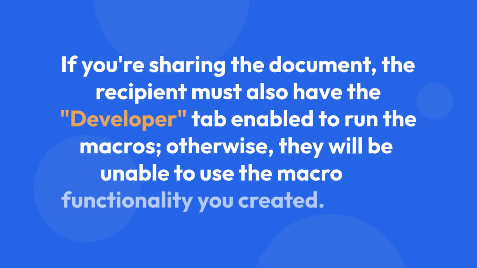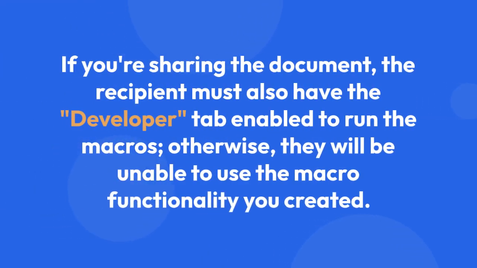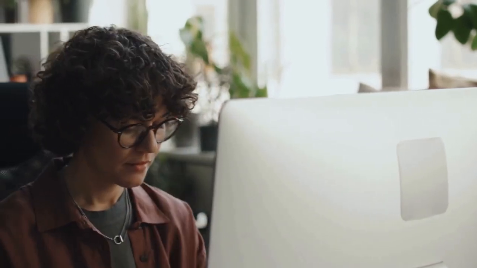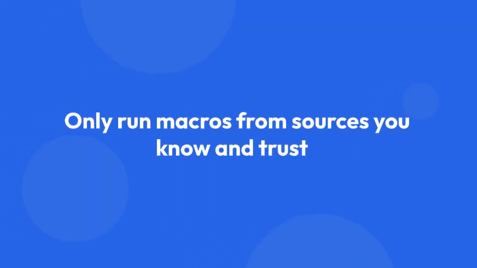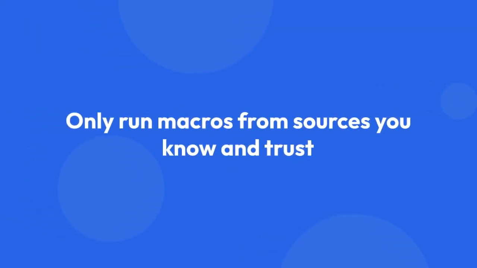If you're sharing the document, the recipient must also have the Developer tab enabled to run the macros. Otherwise, they will be unable to use the macro functionality you created. If a security warning appears when you try to run a macro, make sure you trust the source. Only run macros from sources you know and trust to avoid potential malware.